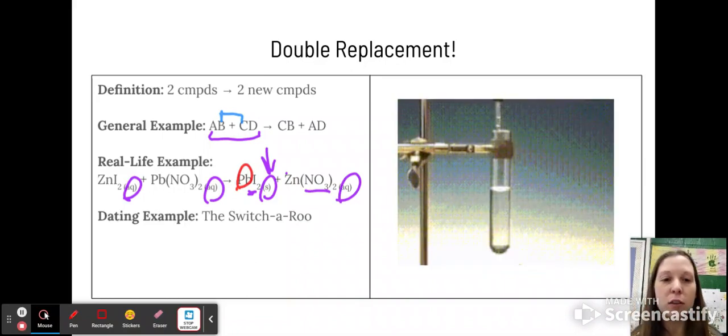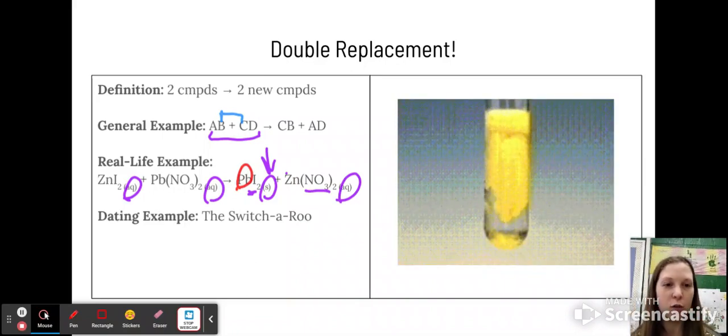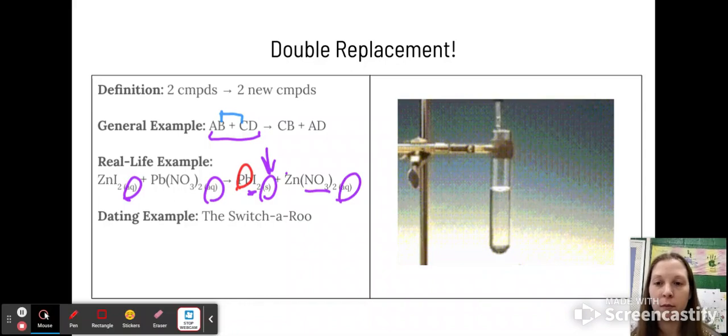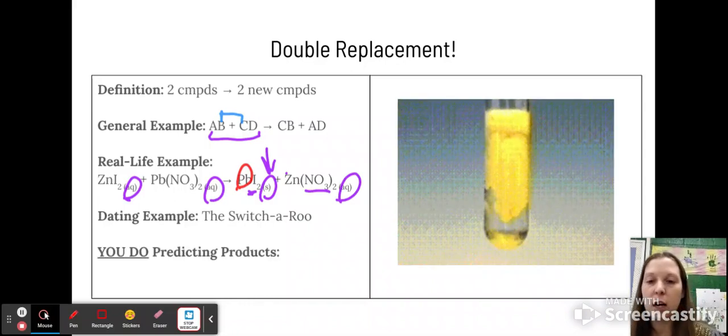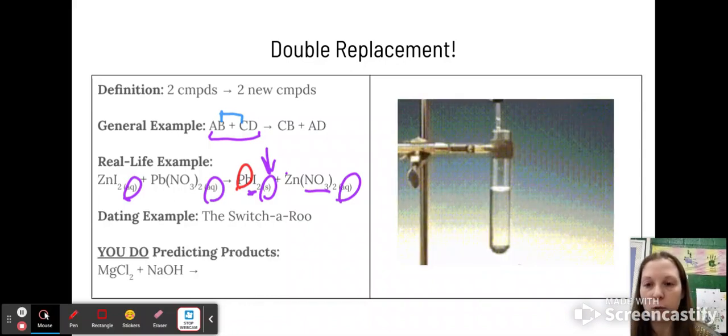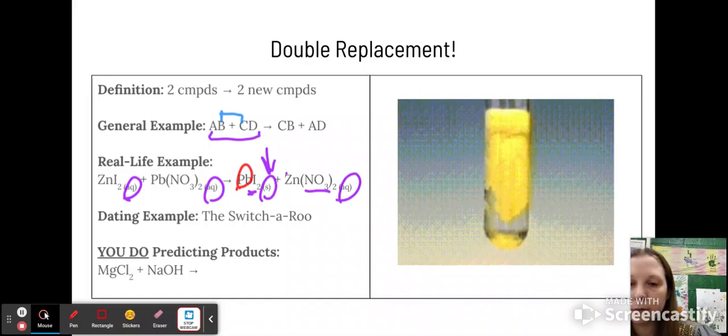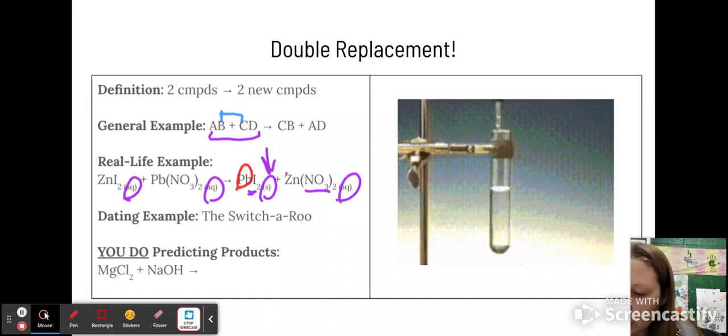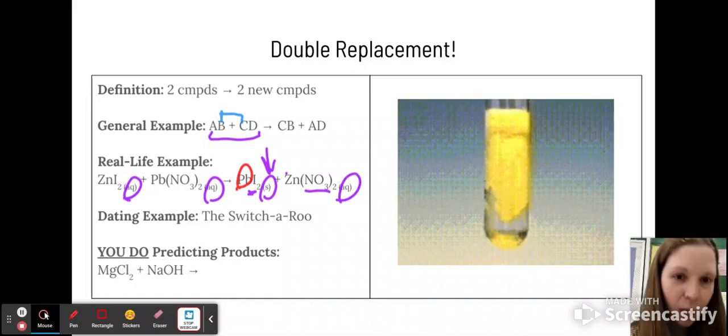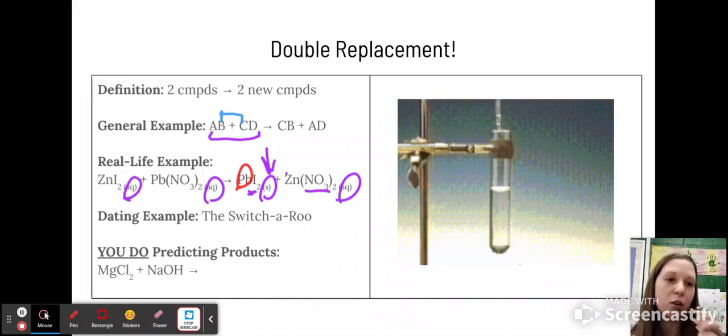Okay. This is called the switcheroo because your two couples switch partners. And then you're going to try to predict these products using your solubility rules. And this one, I think, in all actuality, does not apply to the solubility rules. But go ahead and switch your products just to see what would form.